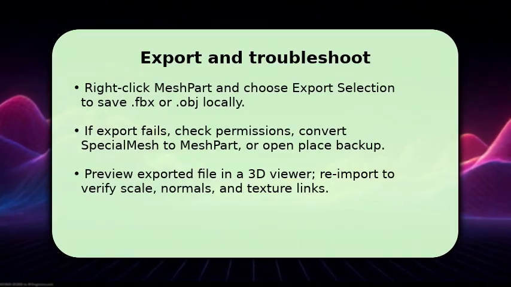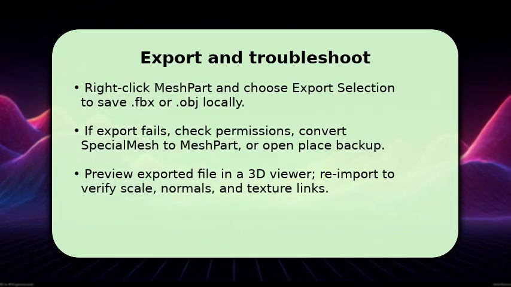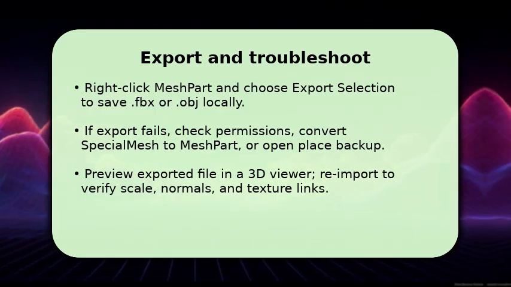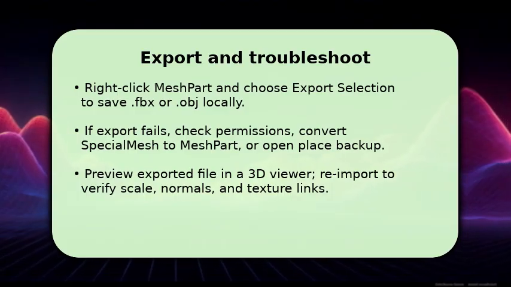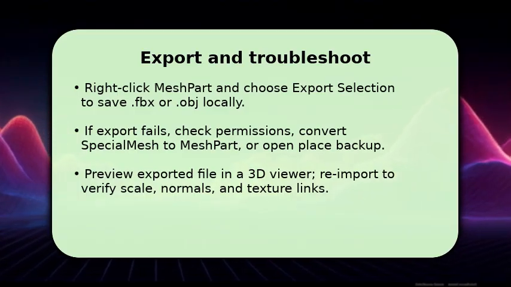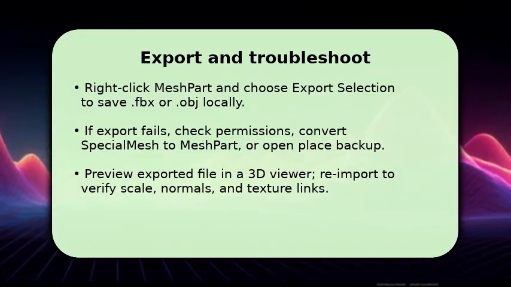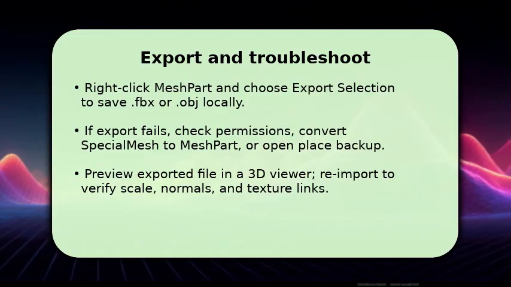Right-click the mesh part and choose Export Selection to save as FBX or OBJ, then open that file in your 3D viewer to confirm geometry and UVs. If export fails, make sure you have permission to export assets, convert special mesh instances to mesh part, or restore a backup of the place and try again.